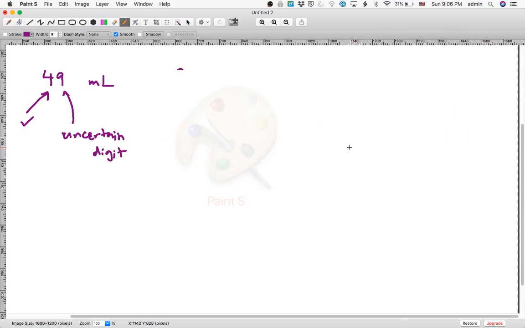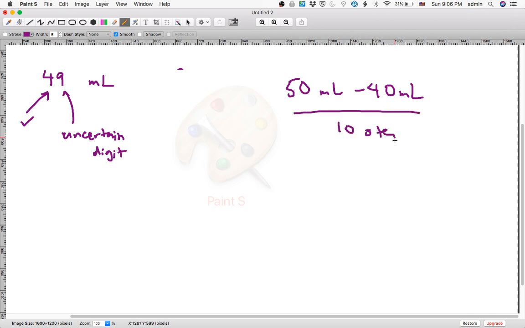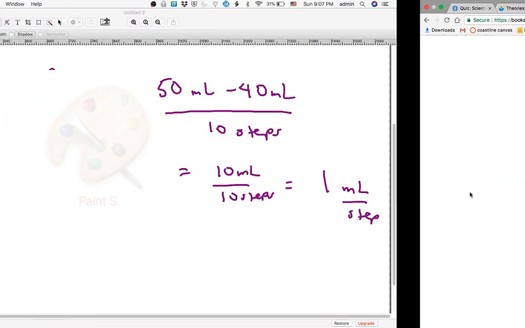I mean, that's easy for you to do in your head, but when the tools get more complicated, you might want to see this on paper. I subtracted the known numbers and I divided them by 10 steps. And that got me 1 milliliter per step. Notice that milliliters are on top, steps are always on the bottom. In the answer also, milliliters are on top, step is always on the bottom. So every step is 1 milliliter, 1 milliliter per step.